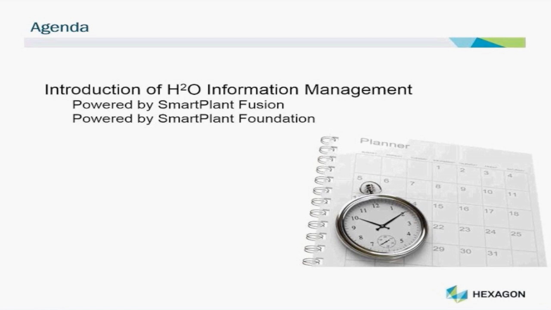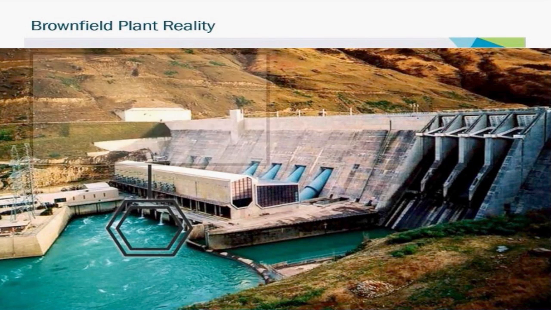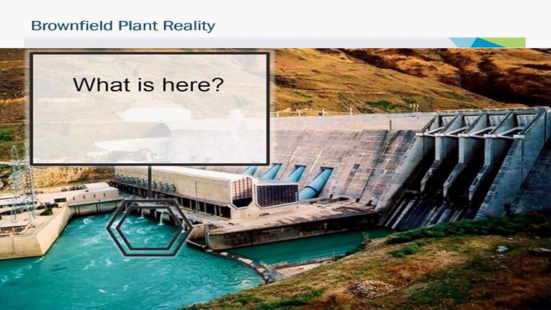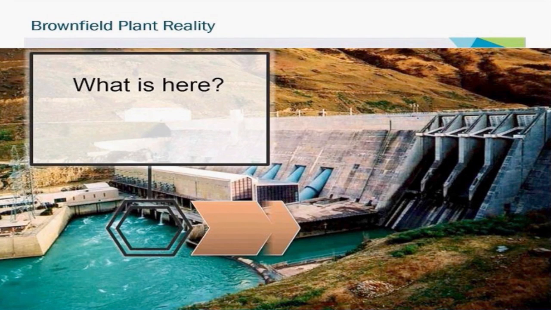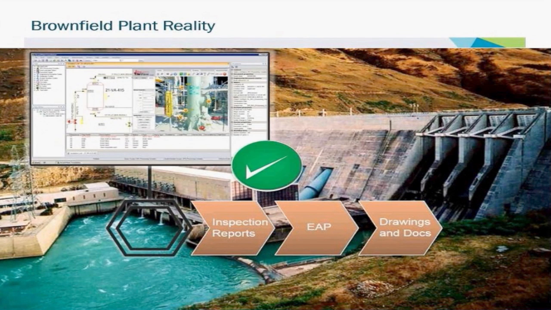So let's start. What we're looking at is brownfield plant reality. So I'm on a plant, I'm an operator, and I want to go and do some work on a specific section of the plant. For that, I need to find out what's there. So if I'm looking for inspection reports, emergency action plans, drawings and documents, I need to know that the information that's provided to me by your system is trustworthy.